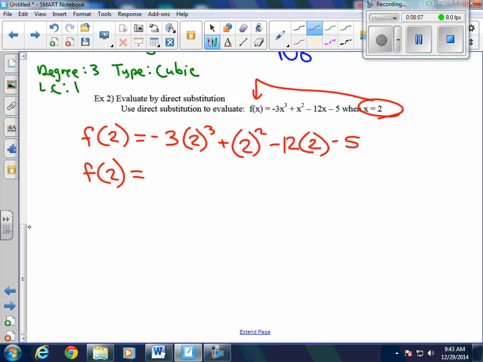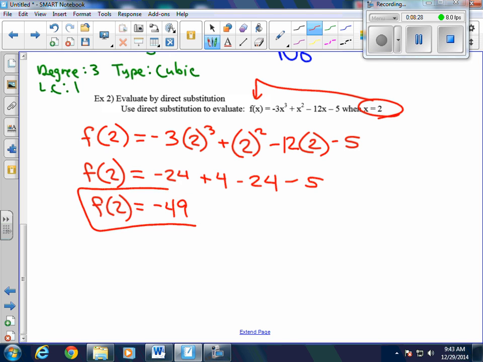Then we want to find out what our output value is. Well, 2 cubed is 8. 8 times negative 3 is negative 24. So we're going to have negative 24 plus 4 minus 24 minus 5. And if we add those up, we are going to get negative 49. So there is our answer using direct substitution. We put in 2, we get an answer of negative 49.